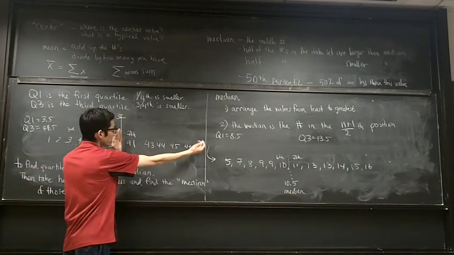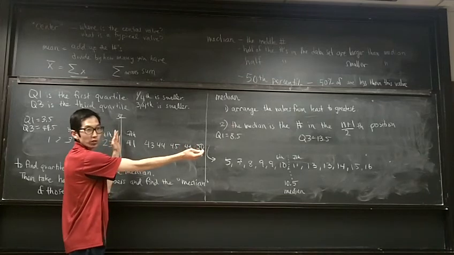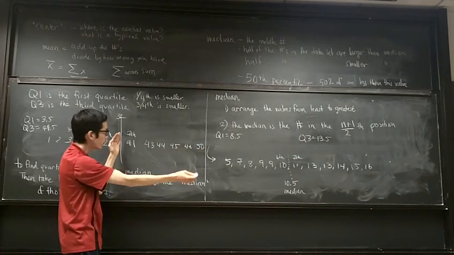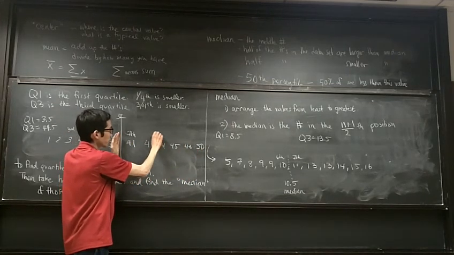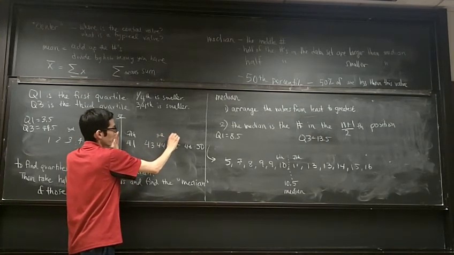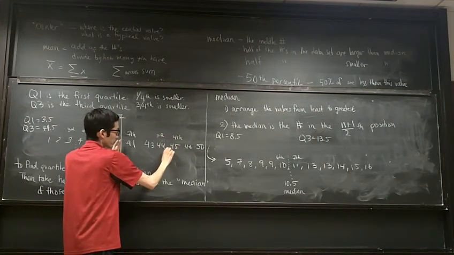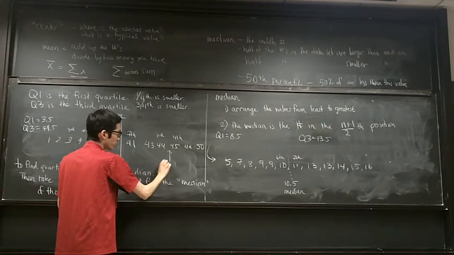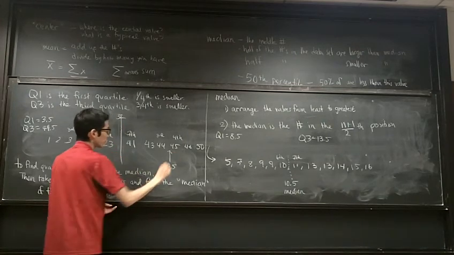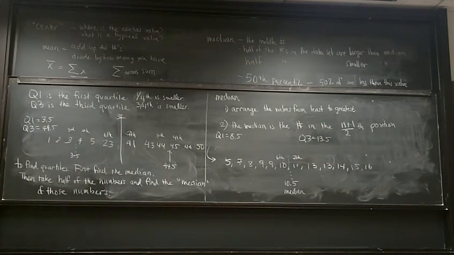I do the same thing over here. I've got 6 numbers. N plus 1 over 2 is 3.5. So I go 1, 2, 3. This is my third number. This is my 4th number. So Q3 is going to be 44.5. Is that okay?